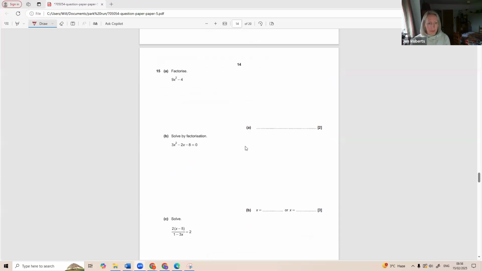Okay, next question. Factorize. This is a double bracket in disguise. Hopefully you're recognizing this as a difference of 2 squares question, because you can square root both of them and it's a difference. Square root of 9x squared is 3x. Square root of 4 is 2. I need a plus and a minus.